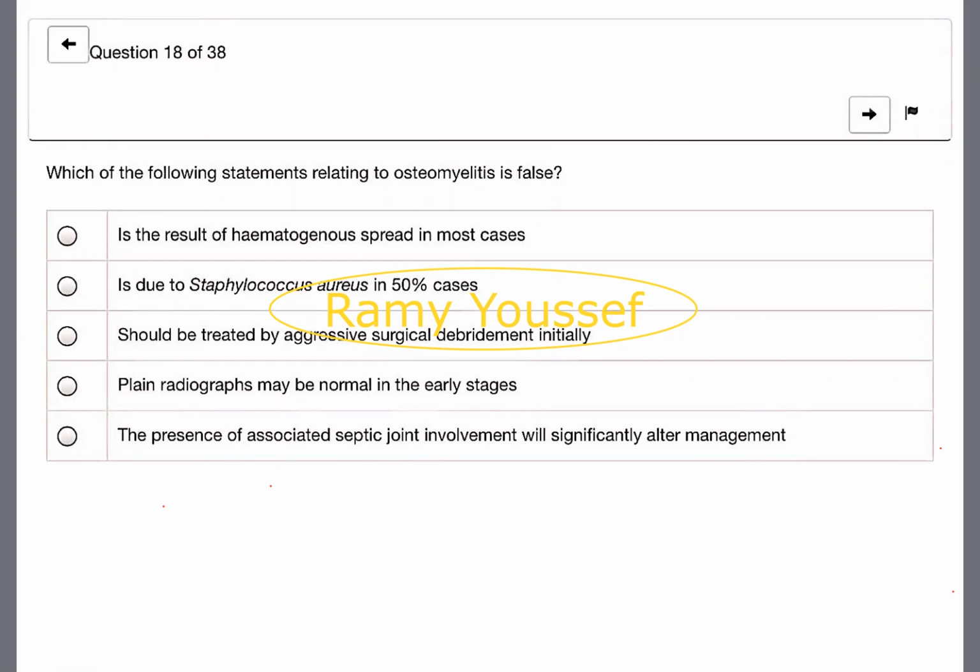I think it's the one that says due to Staphylococcus aureus in 50% of cases. This is false? Yes, that's what I'm thinking. Okay, so what is the percentage? I think it's less than 10%, I'm not sure, for Staph aureus. I think we talk about this in ortho.